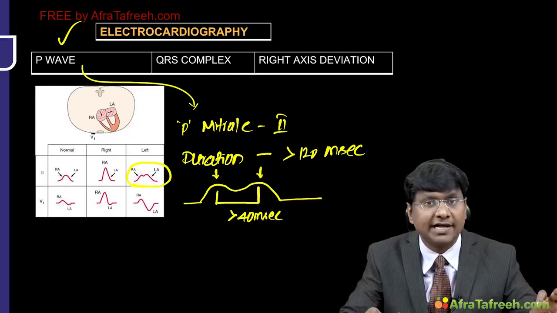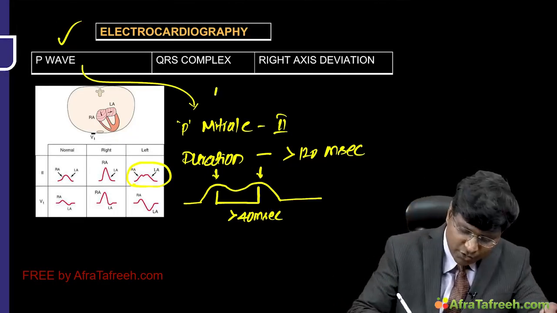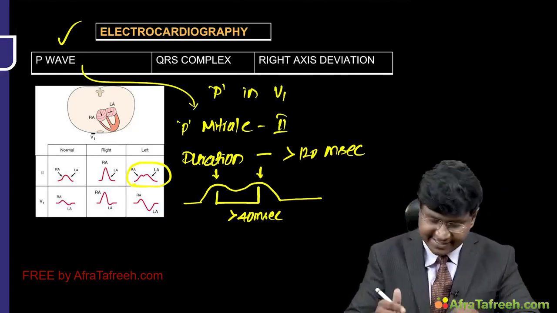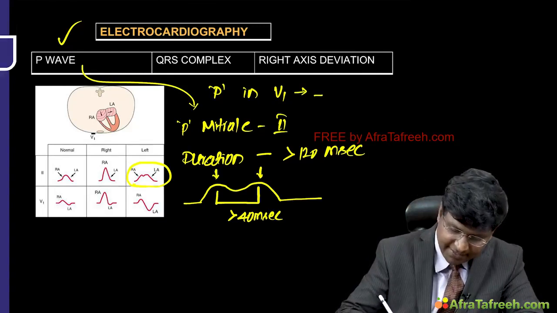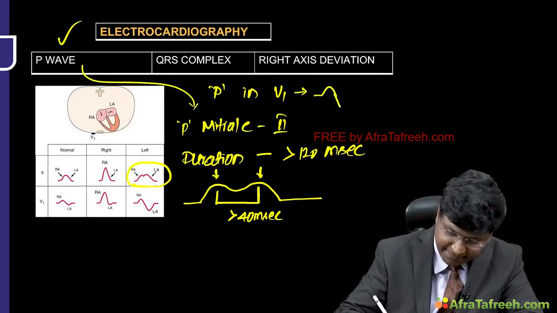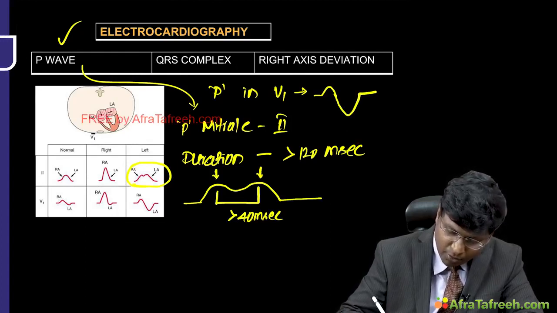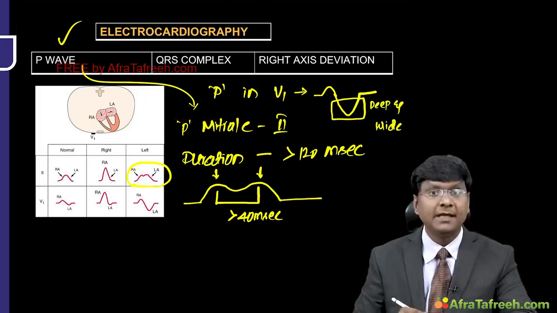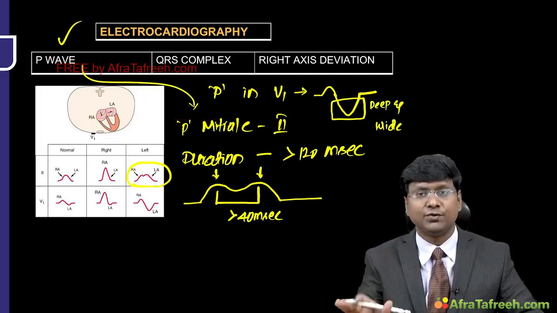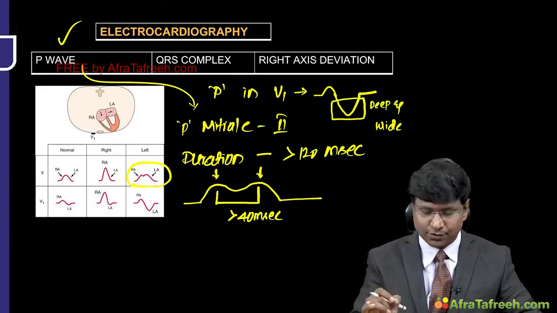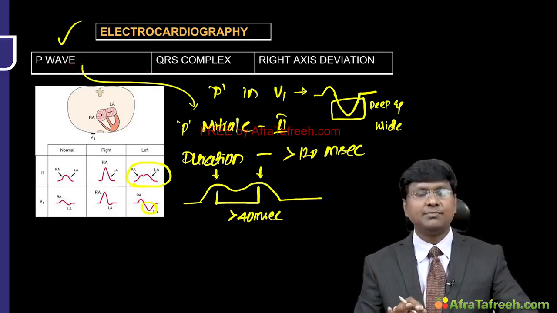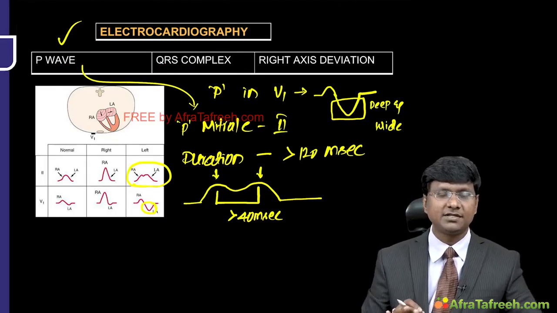There is another criterion to call it P mitral. What will be the changes of the P wave in lead V1? In lead V1, the early part of the P wave will be normal, but the later part of the P wave is deeper as well as wider. So there will be an increase in the P terminal force. This component will be enlarged. That is about the abnormality of the P wave in mitral stenosis.